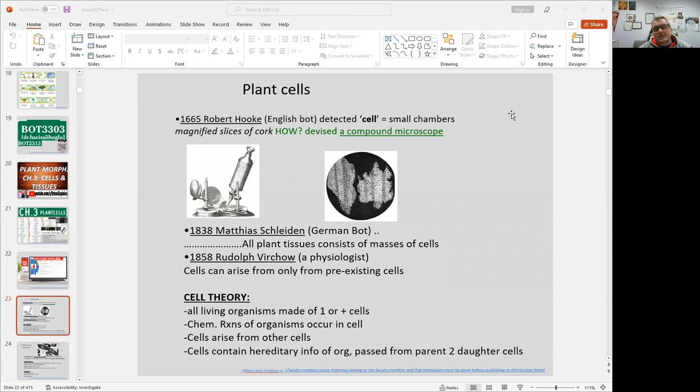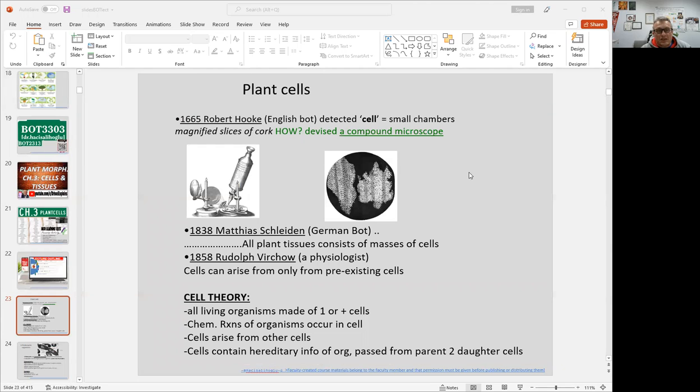Okay, so plant cells. We know in 1665 Robert Hooke detected the cells, made the first microscope we see in this picture, and see the first cells you see here on the second picture, which is a plant cell from a cork tree. A number of scientists improved on this, including, in 1838, Matthias Schleiden, who found that all plant tissues consist of cells. In 1858, Virchow found that cells arise from pre-existing cells.